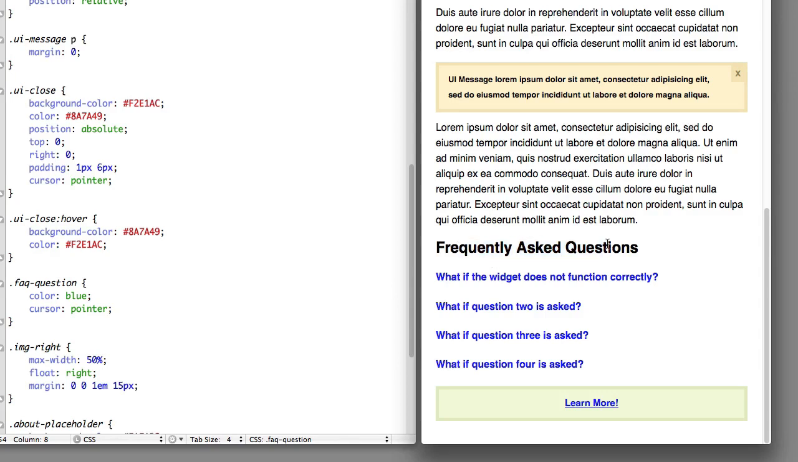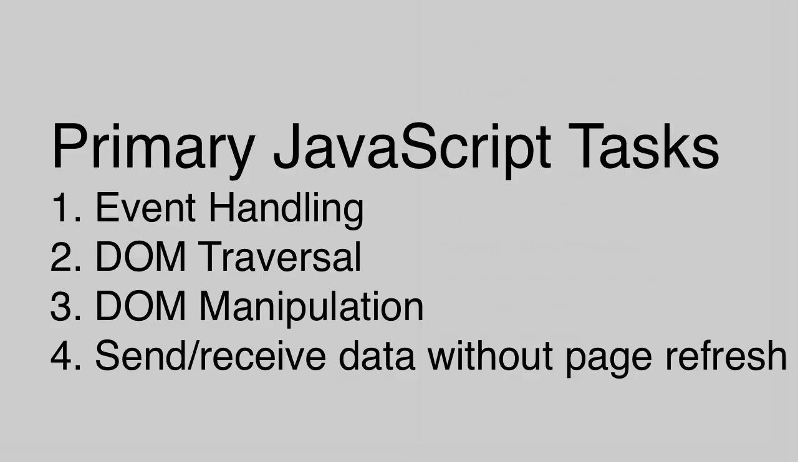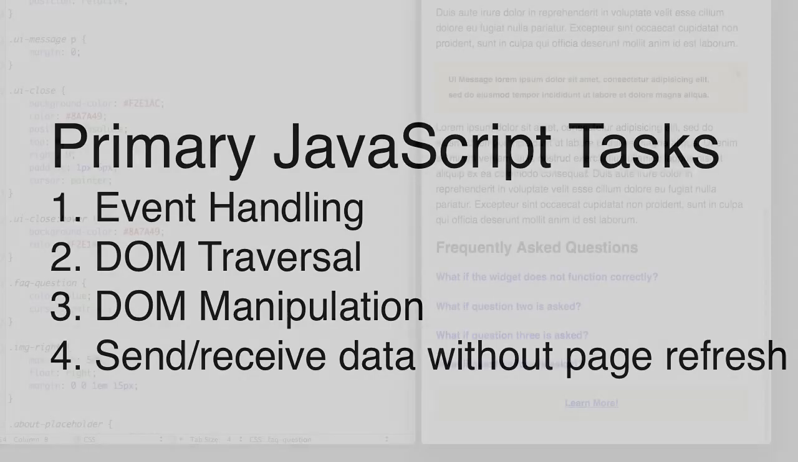Now let's talk about the big picture of JavaScript. We mentioned that there were 4 primary uses. We've covered number 1, how to handle events. We've covered number 2, how to traverse the DOM. We've covered number 3, how to manipulate the DOM. And you'll remember that number 4 was this general idea of sending and or receiving data without refreshing the page, without a hard page reload. Well, that's the one topic that we haven't covered so far, so let's dive right in.